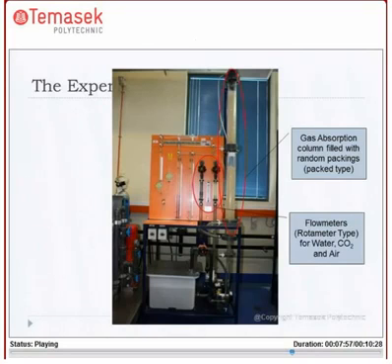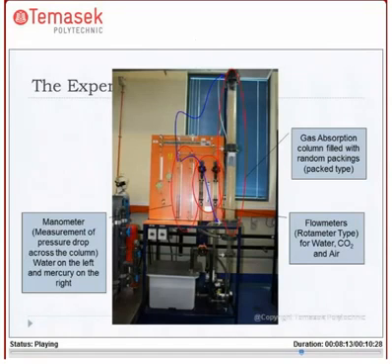You can also see the 3 flow meters on the panel. They are of the rotor meter type and control the flow rate of the 3 components: carbon dioxide, air and water. The manometer setup measures the pressure drops across the top and bottom of the column. The manometer on the left is filled with water and is used to measure low pressure drops, while the one on the right is filled with mercury and is used to measure higher pressure drops.